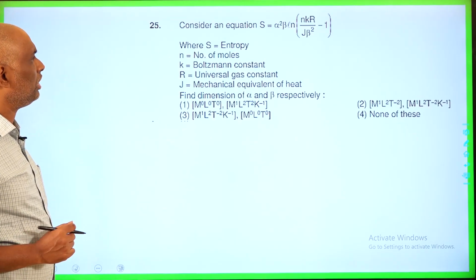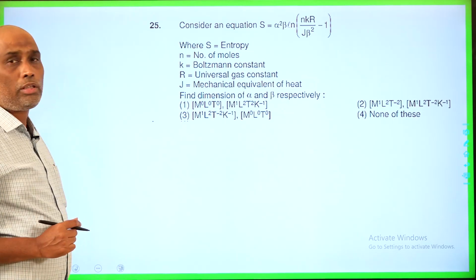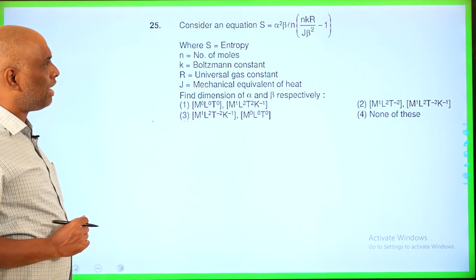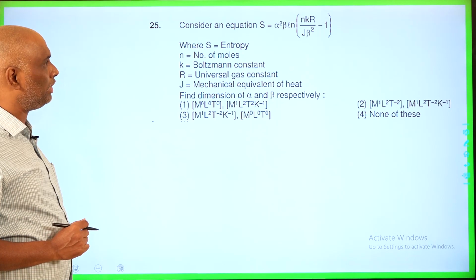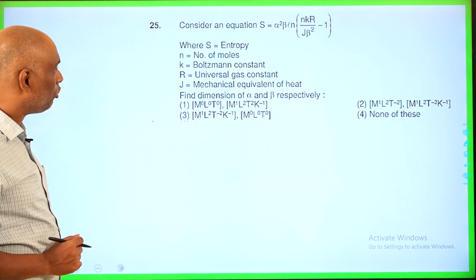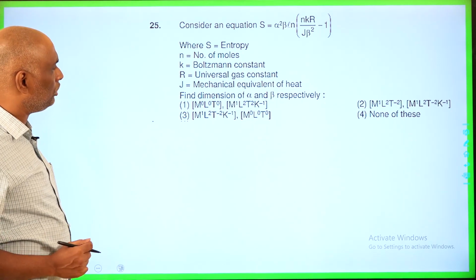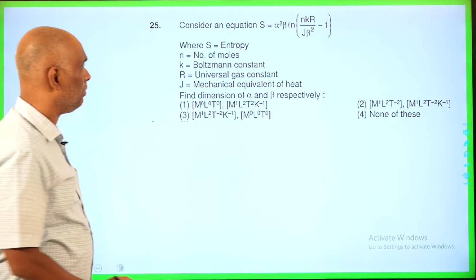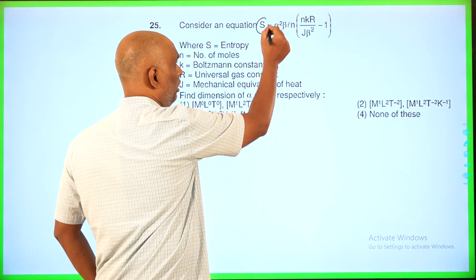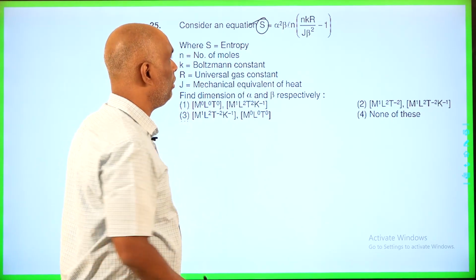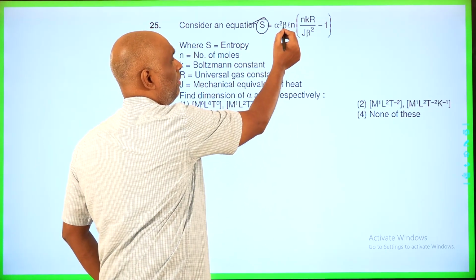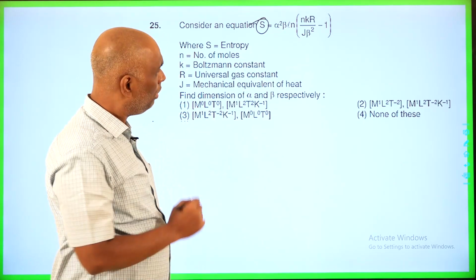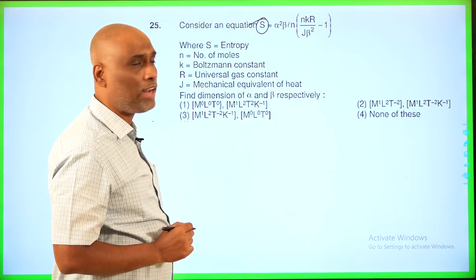Consider an equation S is equal to alpha square beta ln nkr divided by j beta square minus 1, where S is entropy. Find the dimensions of alpha and beta respectively. So here, S is given as entropy, you are asked to find out the dimensional formula of alpha and beta. How do you calculate the dimensional formula of alpha and beta?